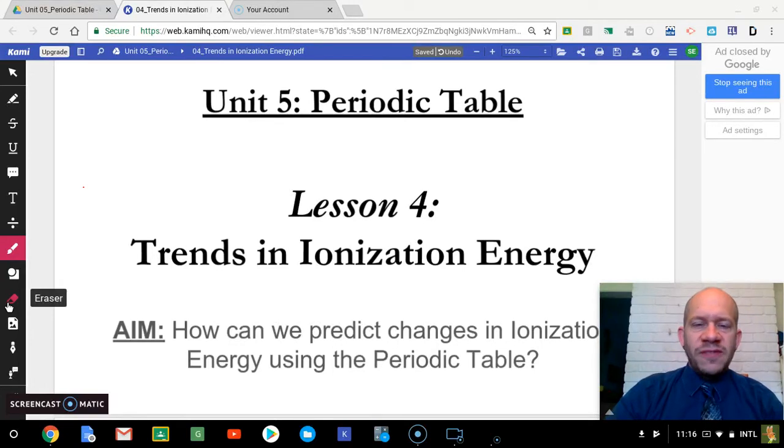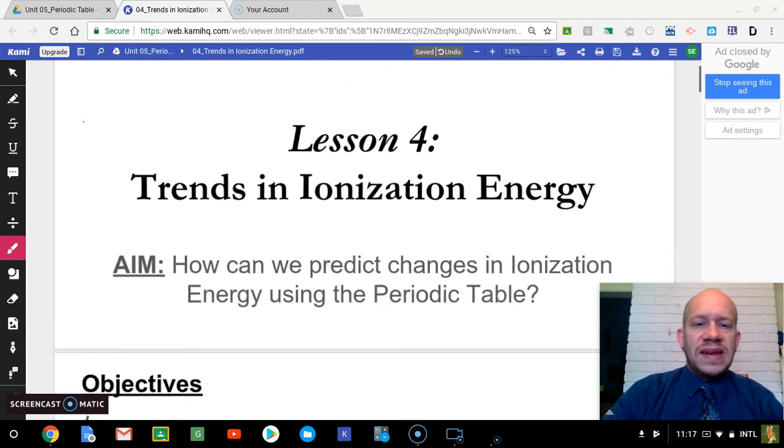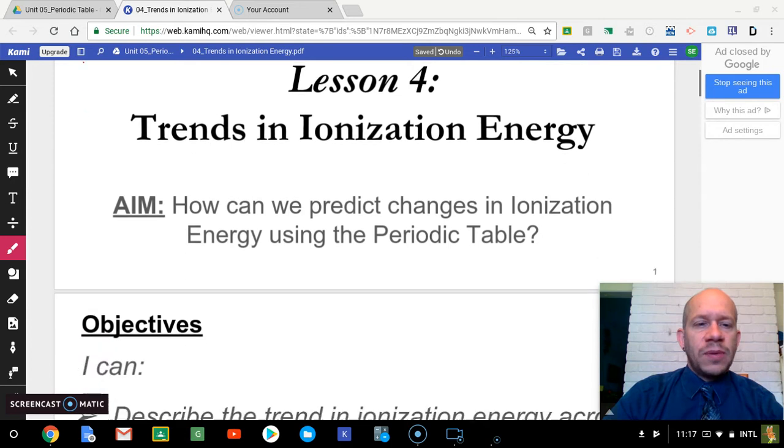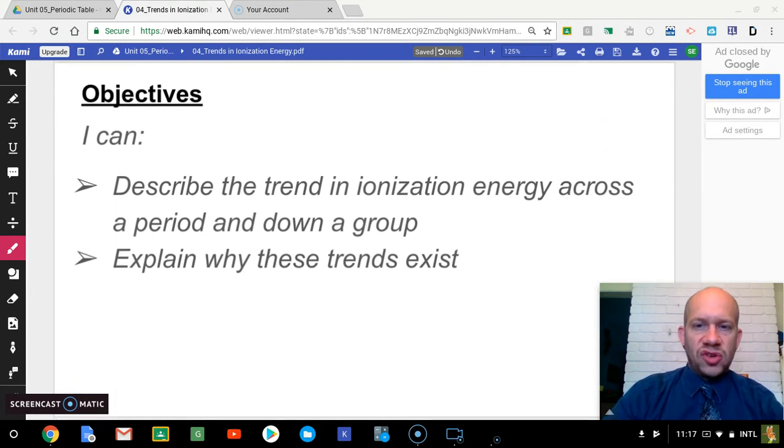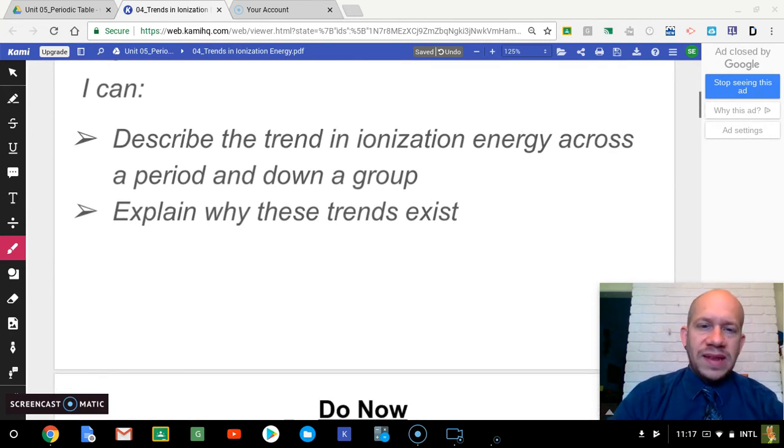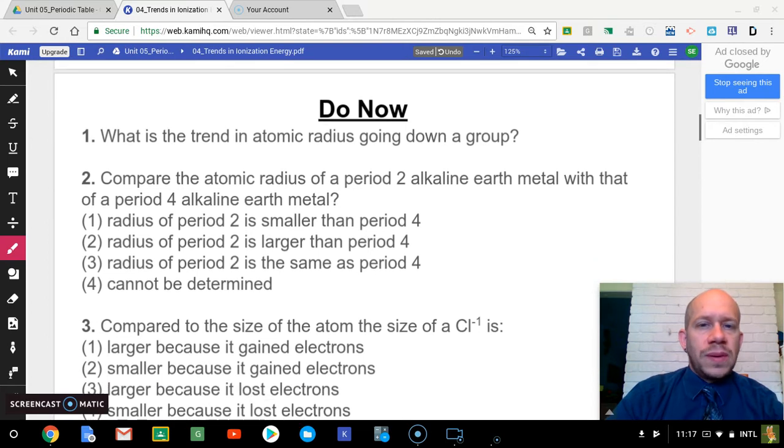This is Unit 5, Periodic Table, Lesson 4, Trends in Ionization Energy. How can we predict changes in ionization energy using the periodic table? By the end of this lesson, you'll be able to describe the trend in ionization energy across a period and down a group, and you'll be able to explain why these trends exist. So do now.